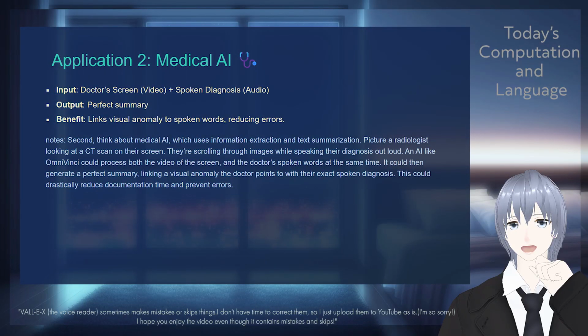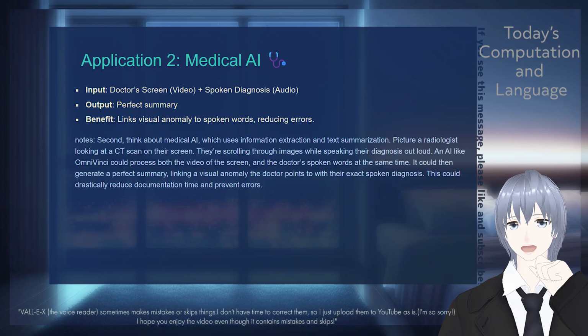Second, think about medical AI, which uses information extraction and text summarization. Picture a radiologist looking at a CT scan on their screen. They're scrolling through images while speaking the diagnosis out loud. An AI like OmniVinci could process both the video of the screen and the doctor's spoken words at the same time. It could then generate a perfect summary, linking a visual anomaly the doctor points to with their exact spoken diagnosis. This could drastically reduce documentation time and prevent errors.